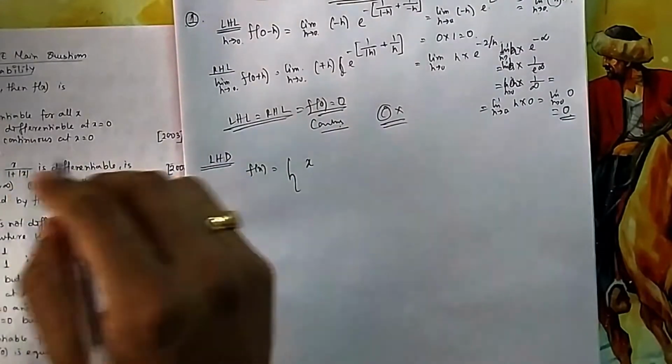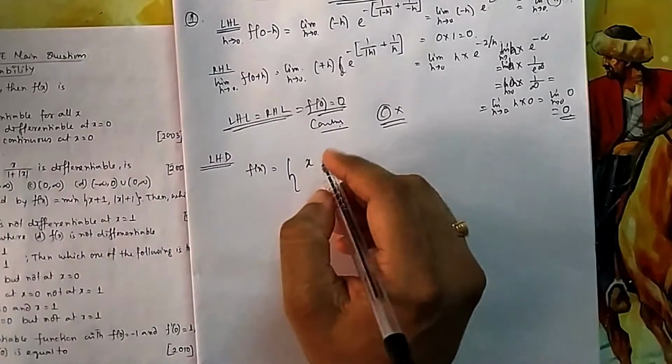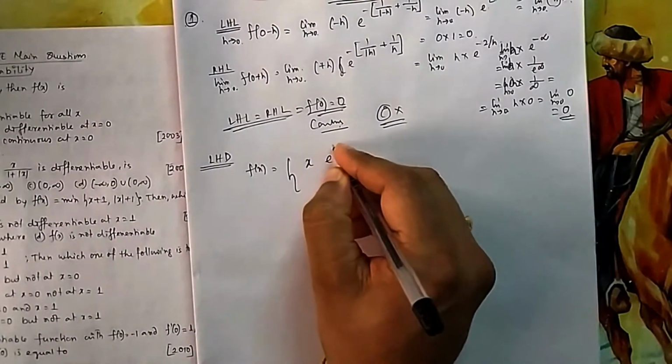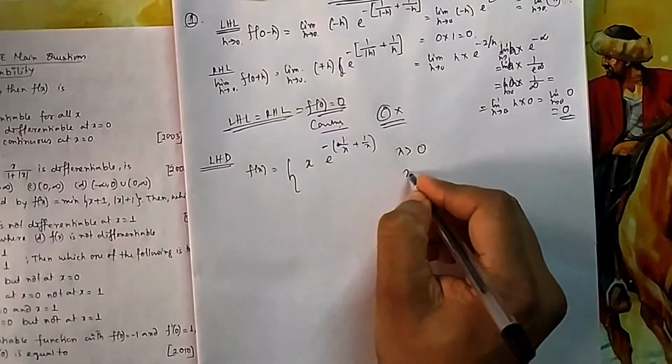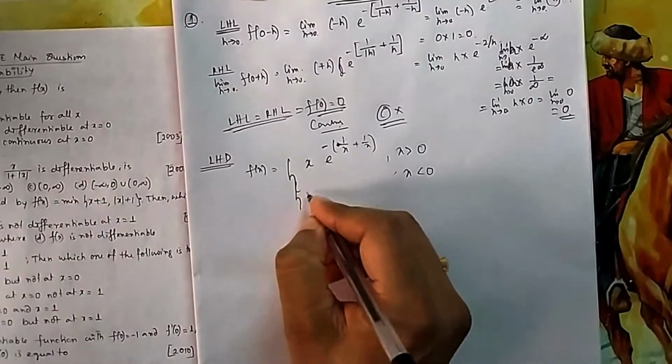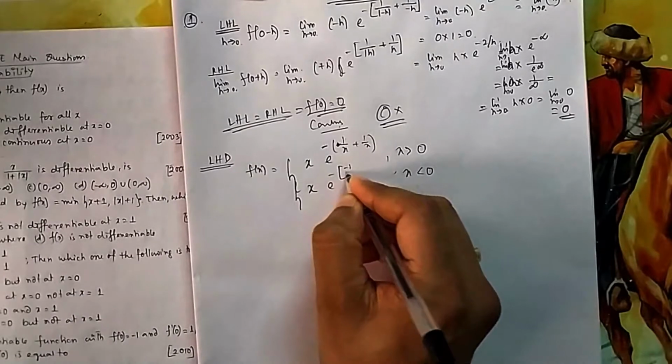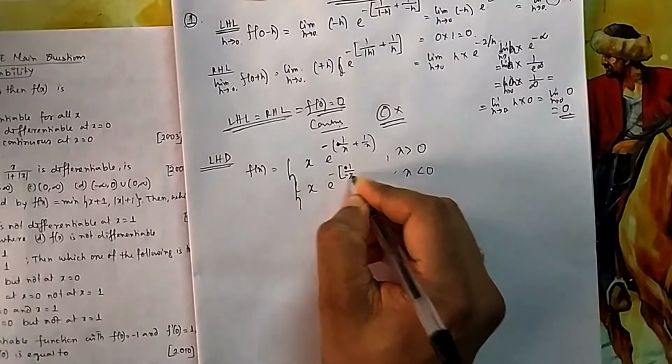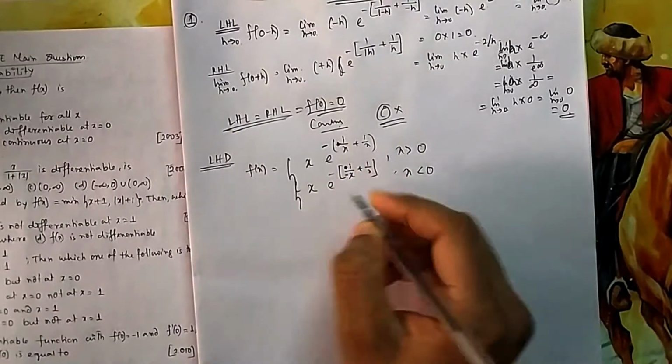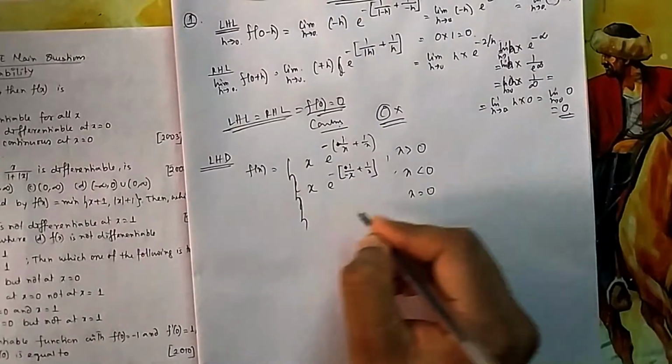But here it is possible because of the mod. If x is greater than 0, then there is no need of mod. This is for x greater than 0, and for x less than 0, if you are removing the mod, then you have to put minus 1, that is minus x. You know this from the function chapter, and at x equal to 0 they have already given 0.